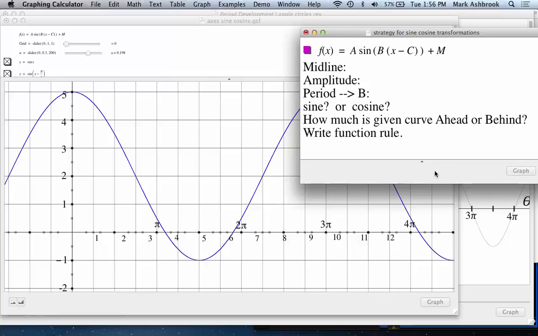Exactly. Yeah, so that's why you took cosine. It is cosine. There's no shift.